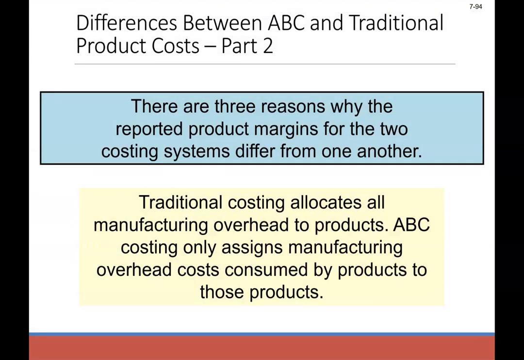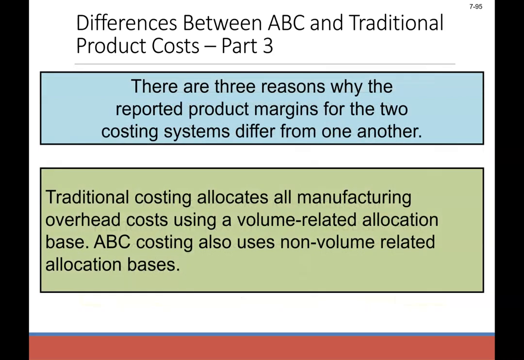There are 3 reasons why the reported product margins for the 2 costing systems differ. Traditional costing allocates all manufacturing overhead to products, but ABC only assigns manufacturing overhead costs consumed by products to those products. Traditional costing allocates all manufacturing overhead costs using a volume-related allocation base. ABC costing also uses non-volume related allocation bases.